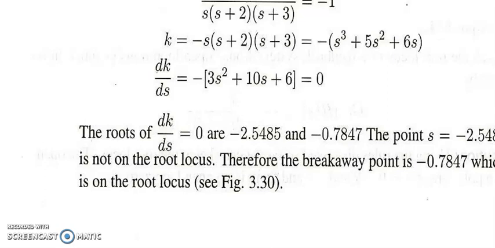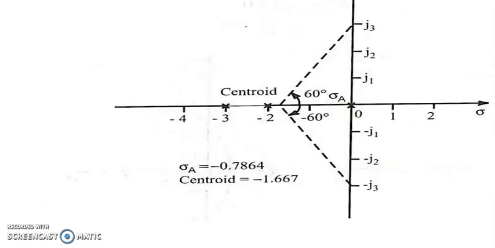If you do dk by ds is equal to 0, then you are going to get minus of (3s square plus 10s plus 6) equals 0. So the roots of this are minus 2.5485 and minus 0.7847. The point minus 2.5485 is not on the root locus, therefore the breakaway point minus 0.7847 is on the root locus. So here you can see a centroid and the various poles which are marked.